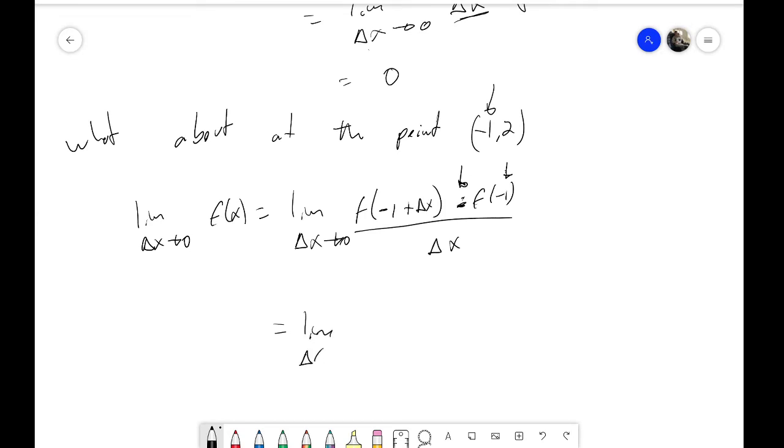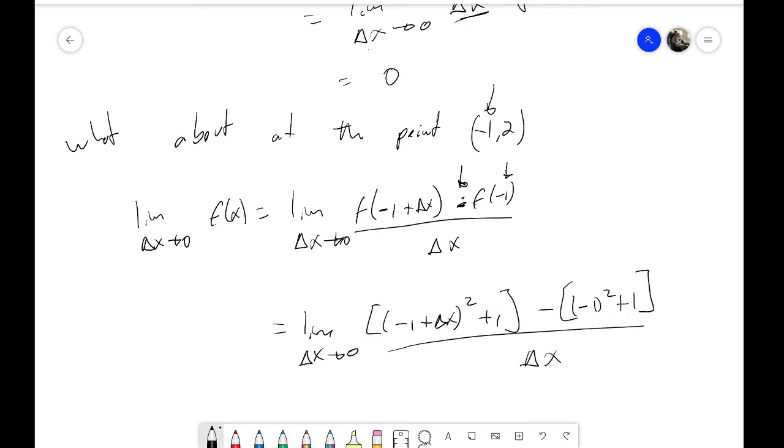So anyway, we have the limit as delta x goes to 0 of, remember the equation was x squared plus 1, so now we will do minus 1 plus delta x squared plus 1, minus f of minus 1, which is going to be minus 1 squared plus 1, all divided by delta x.